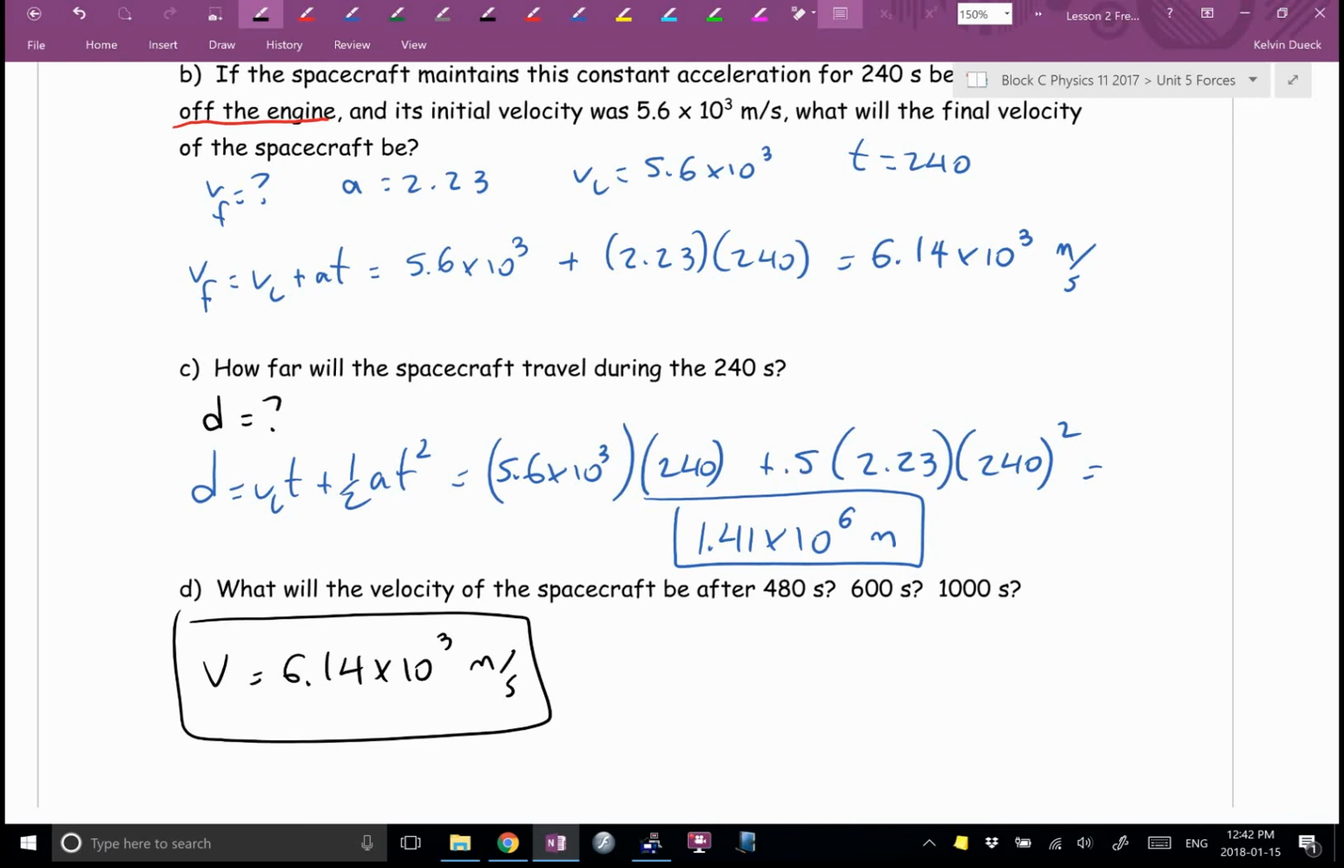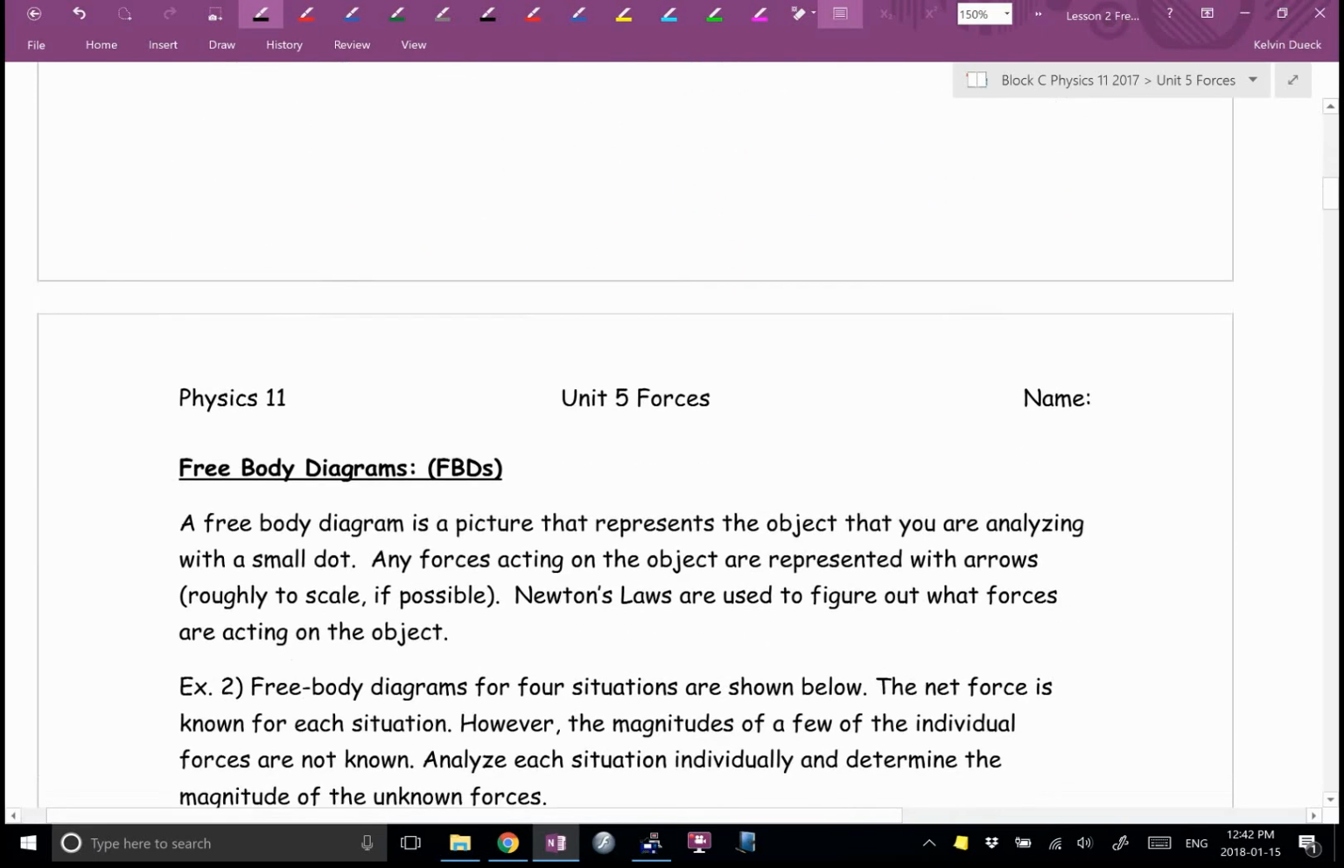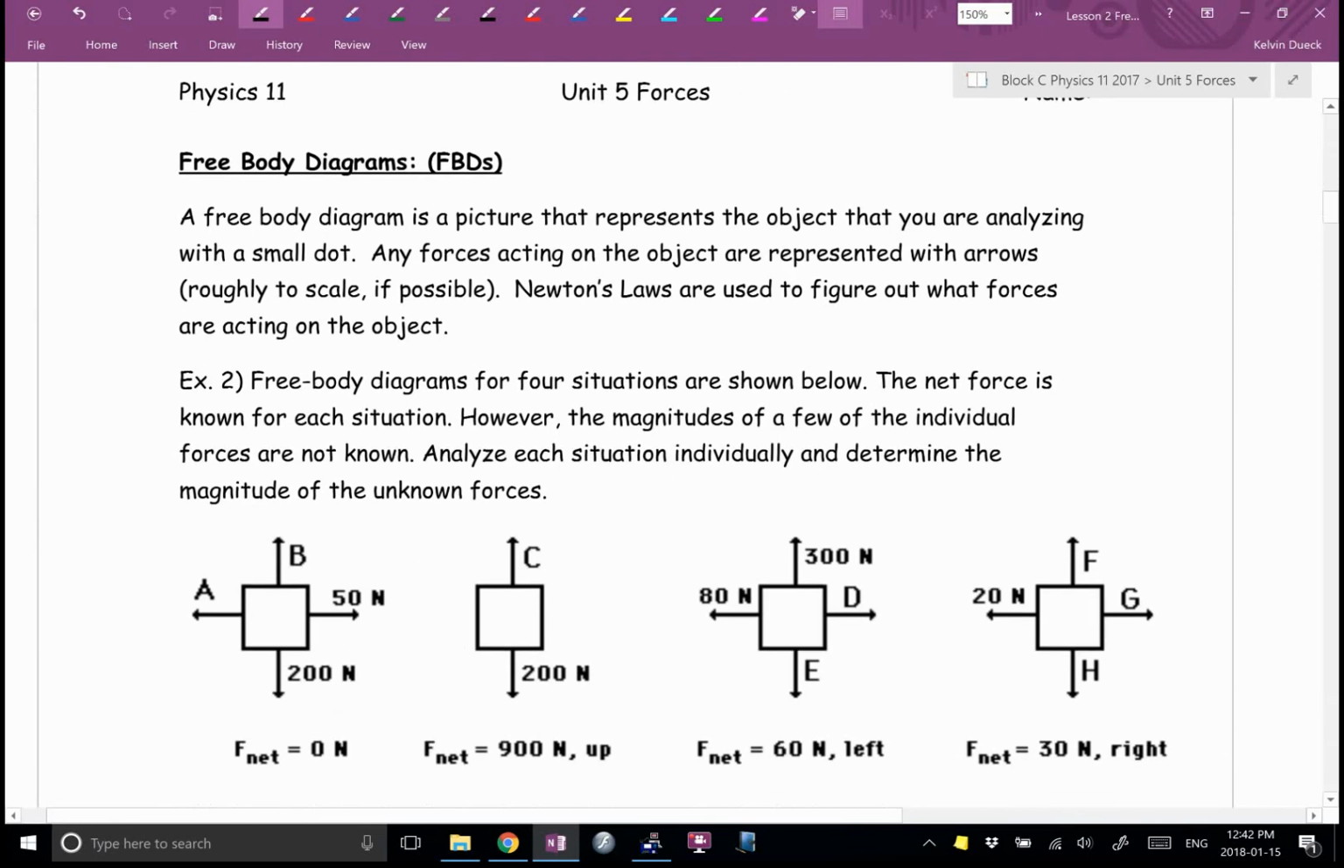It's not what I wanted to talk about. That was to jog our memory. I want to talk to you today about what's called a free body diagram, which I usually abbreviate as an FBD. Perhaps, Cole, the single most useful tool I'm going to give you all year. A free body diagram is a picture where you represent the object that you're analyzing with a dot. Any forces that are acting on the object are represented with arrows, roughly to scale.